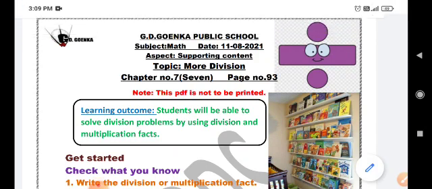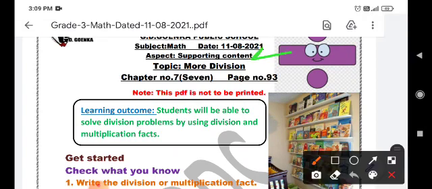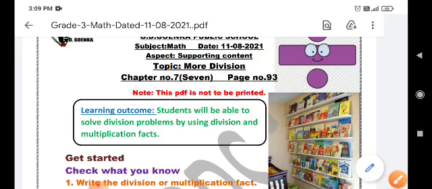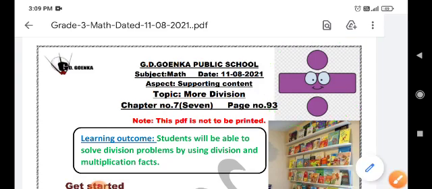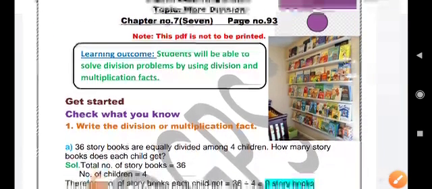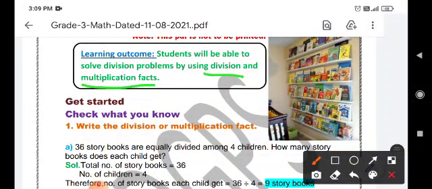Dear students, today the topic of our class is more division. This is chapter number 7, and you can find it on page number 93. So this is the sign of division. Today you will be able to solve division problems by using division and multiplication facts. We have learned the division facts, where we are given an equation having a division sign in between, and multiplication facts also.